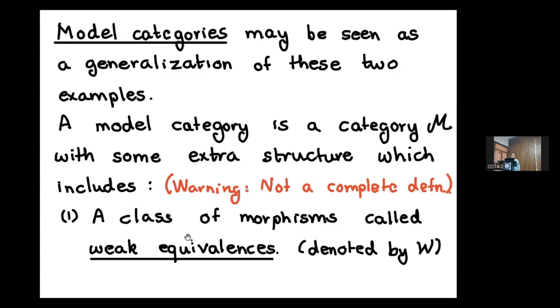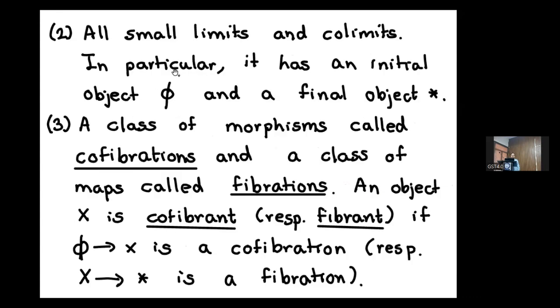Okay, so what other structure does it include? So firstly, there should be a class of morphisms which you want to call weak equivalences. So these are the guys that you want to invert. You want to compute the localization with respect to this class. Then also you would like to have all small limits and colimits.